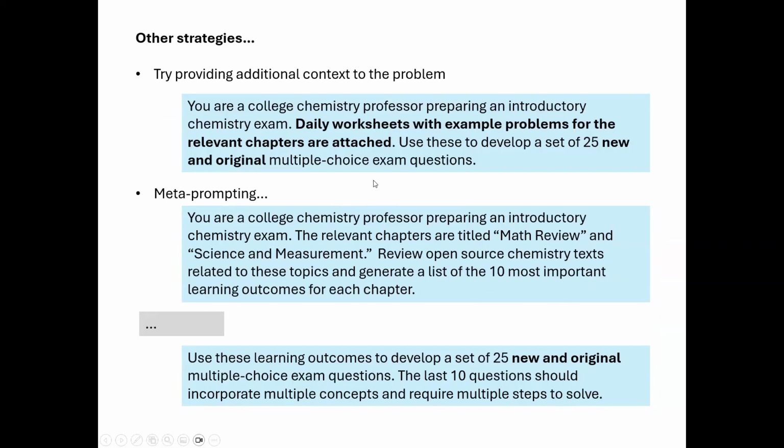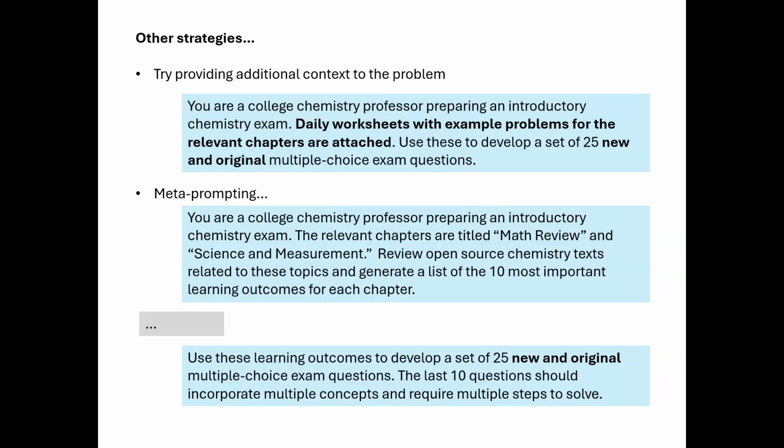Some other quick strategies. So if you want to give more context to solving the problem, you could think about uploading more information. So you're a college professor preparing an introductory chemistry exam. Daily worksheets with example problems for the relevant chapters are attached. Use these to develop a set of 25 new and original multiple choice exam questions. Again, here you're giving it more context with the worksheets, and you're trying to guide it to generate new and original questions based on these.